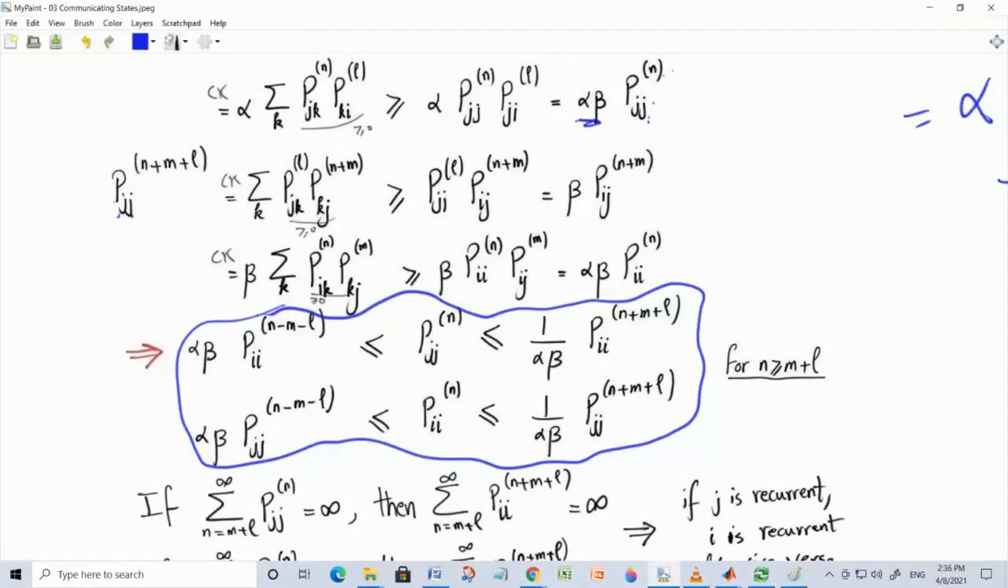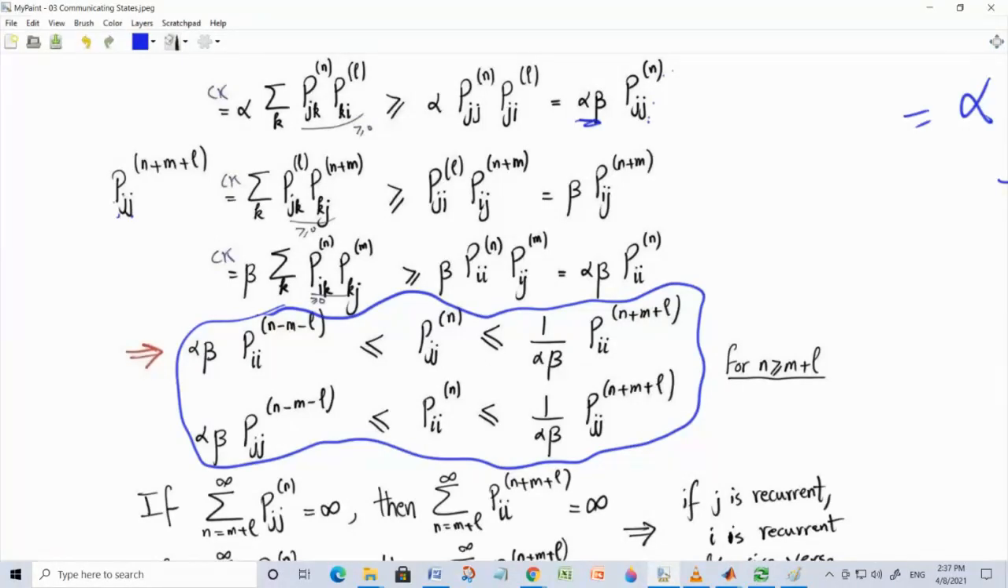Okay, so this is an application of the Chapman-Kolmogorov equations, using the fact that I is reachable from J and J is reachable from I, and so we have those two strictly positive probabilities, alpha and beta. Now what is interesting in front of you is that we can take a quantity like Pjj of n, and we can lower and upper bound it by a quantity Pii of some other time index, and vice versa.